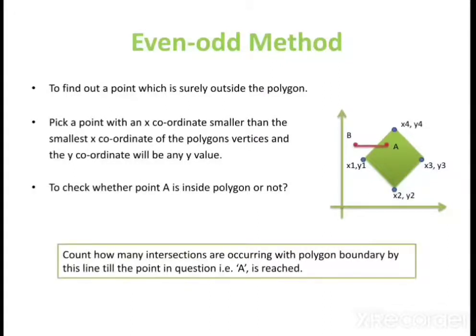So how am I going to check that? We will count how many intersections occur with the polygon boundary by this line until the point in question, A, is reached. We start with that line and find the intersection points. How many intersections occur on the boundary of the polygon by this particular line AB tells us by that count whether the point is inside or outside of that polygon.